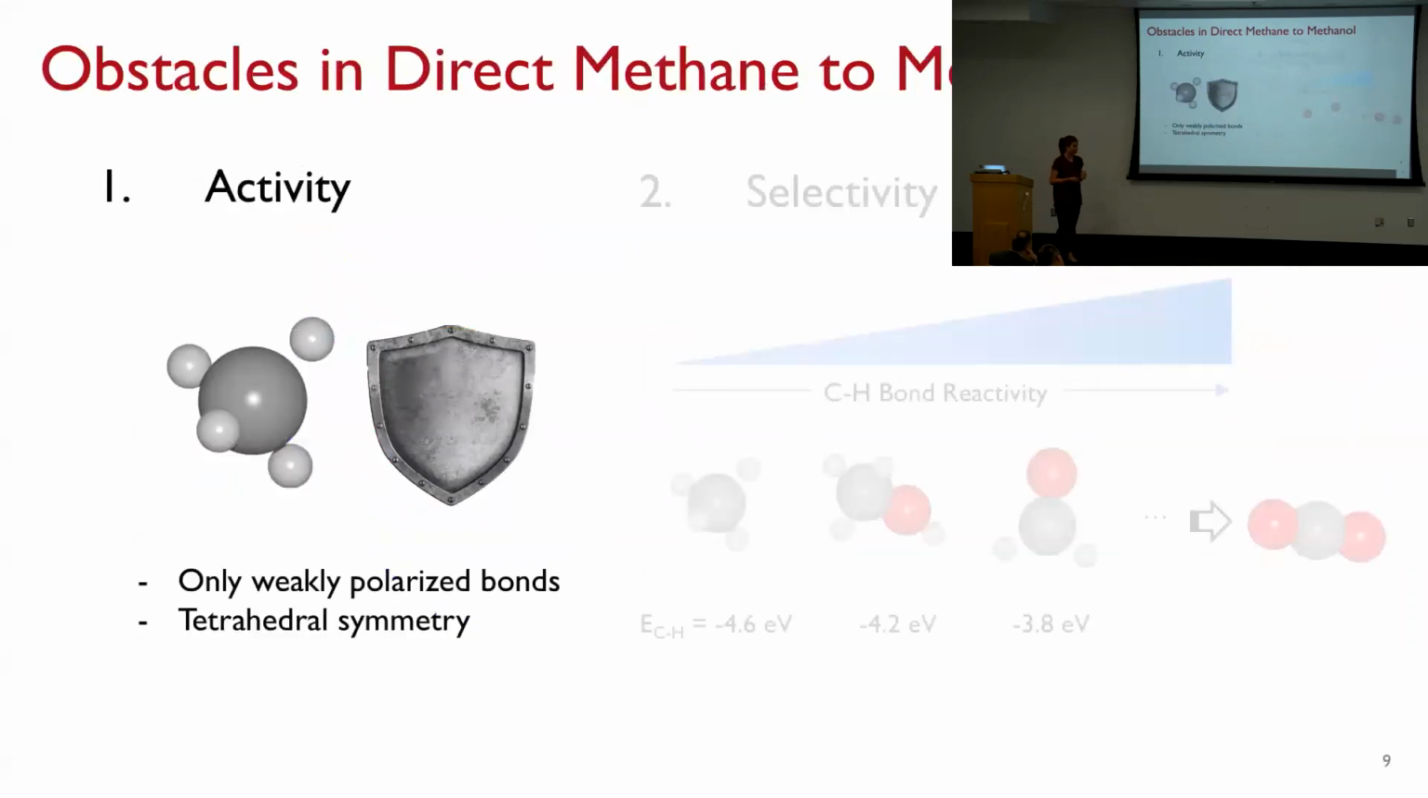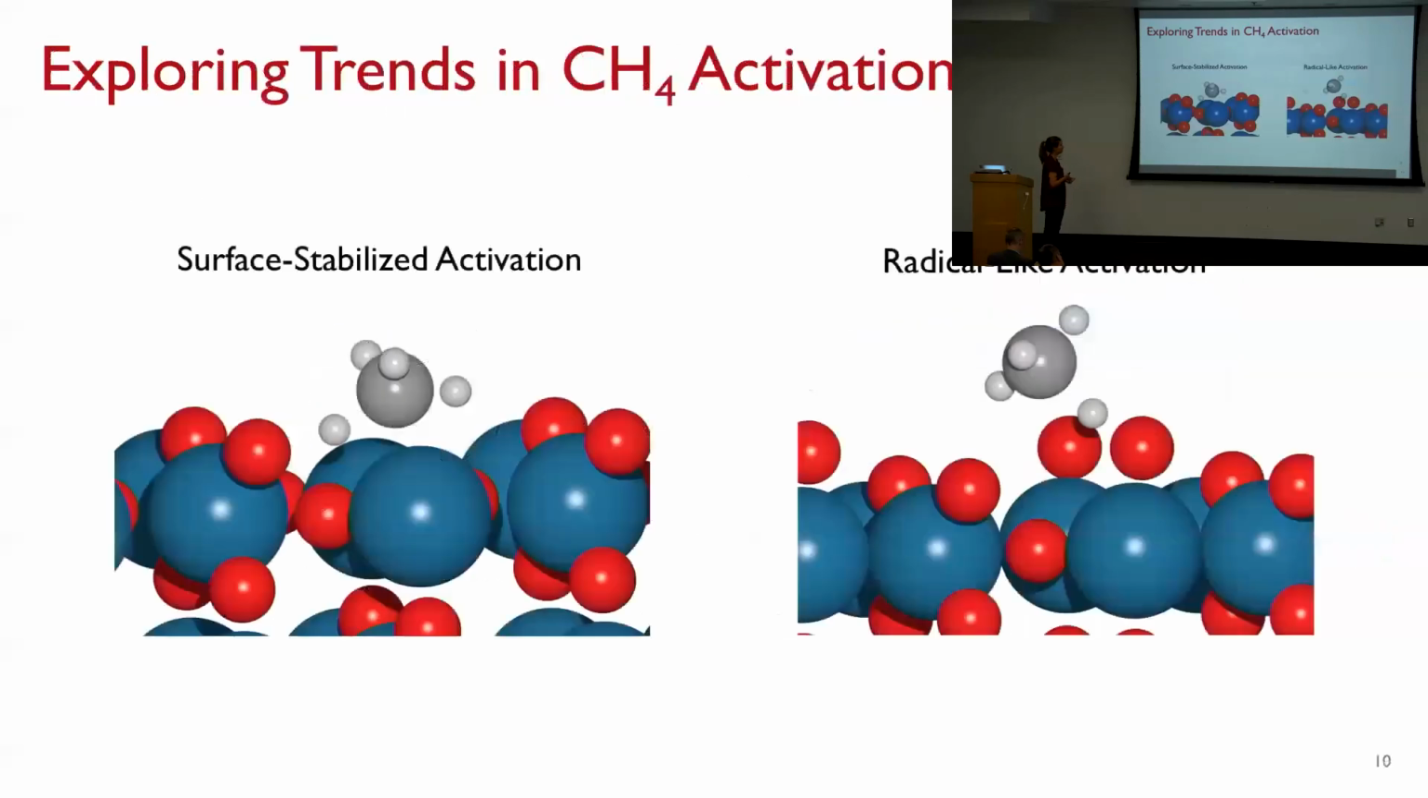Okay, so done with the background. Going back now to the original questions at hand. How can we understand methane activity and create or screen for catalysts that have good methane activity? So the first thing to note with regard to this question is that in heterogeneous catalysis, generally there have been two different mechanistic pathways that are observed for methane activation.